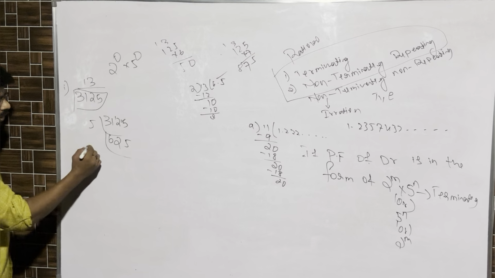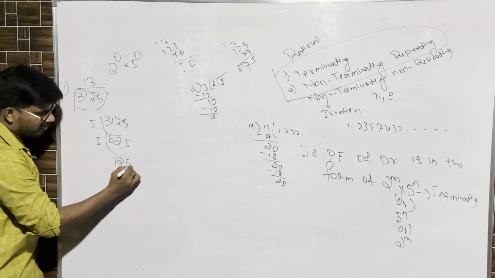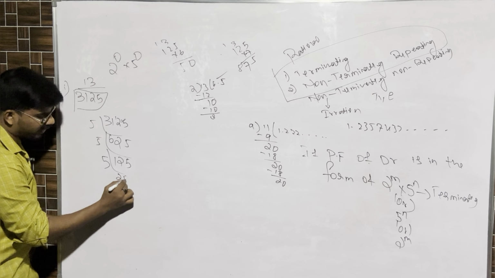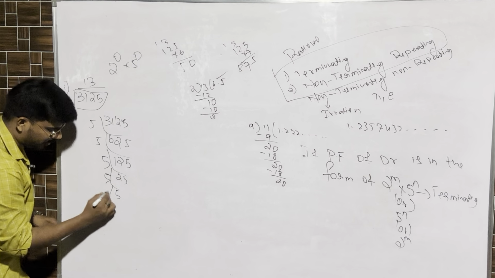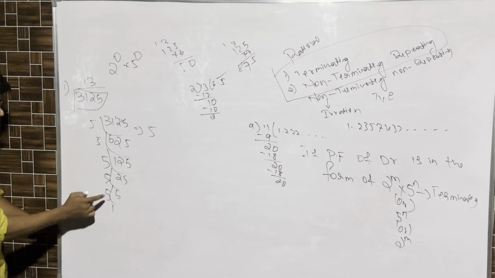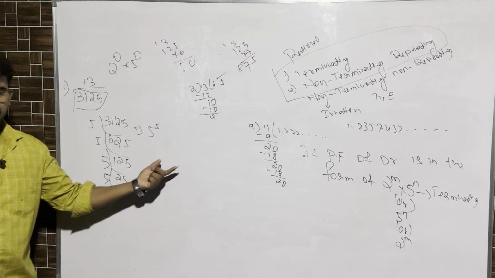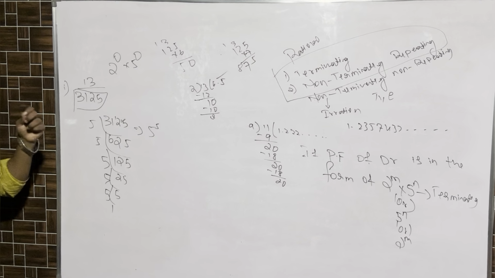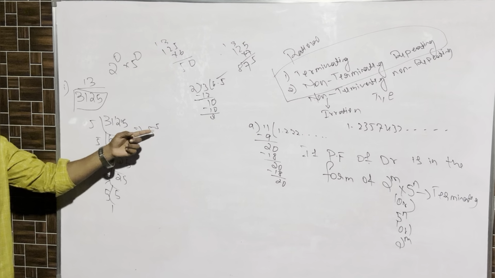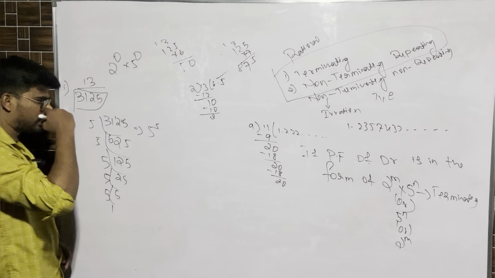So चलिए. 625, 5, 5s, yes, 125, 5, 125, 5, 25, 5, 5, 5, 1. So the denominator is in the form of 5 power 1, 2, 3, 4, 5. 5 power 5. Therefore, what do you write? It is terminating, because the denominator is in the form of 5 power n. Hence, it is a terminating decimal. What is the second question? Fatafat, jaldi.